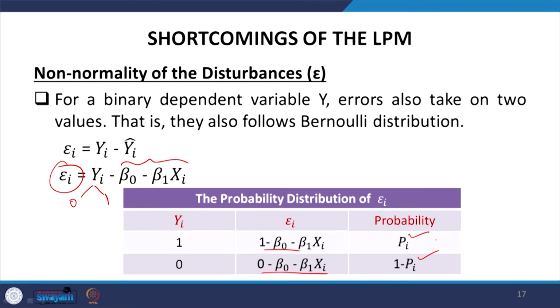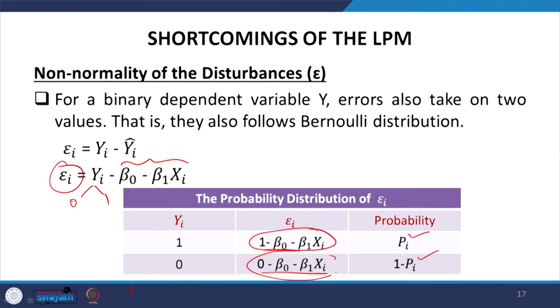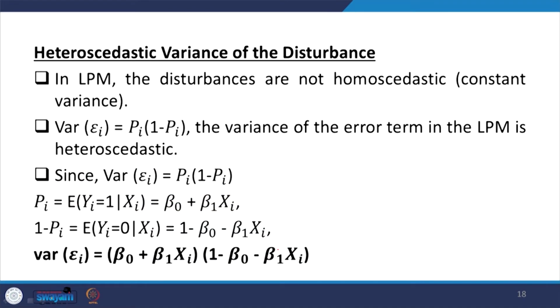So, error is actually not randomly distributed. Since it depends upon yi, and yi values have specific points, that is 1 and 0, the variability is not there. So, for a binary dependent variable y, errors also take only two values, the two values we have defined, this and this. So, the error distribution also follows a Bernoulli distribution.